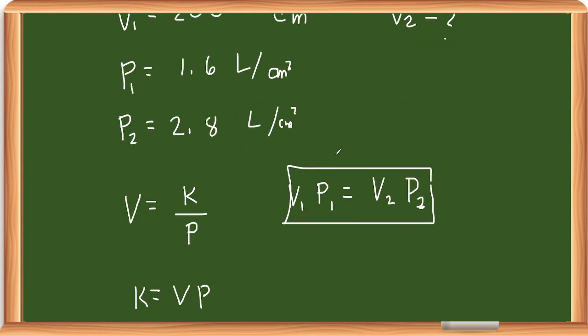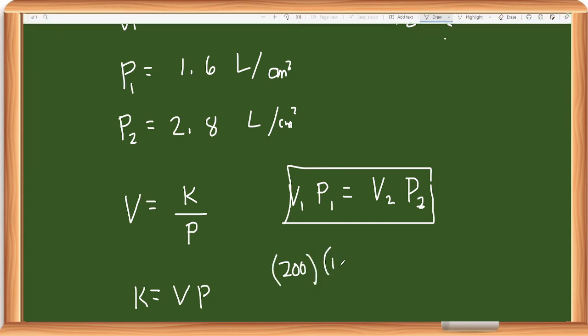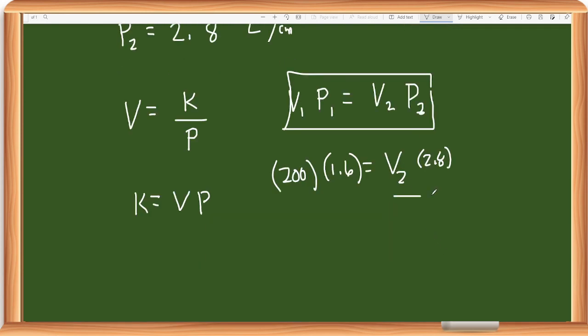V sub 1 is 200. So let's put 200 here. Yung pressure is, when the pressure is 1.6, it must be equal to yung V sub 2 na hinahanap natin times yung P sub 2, which is 2.8. Okay, so all you have to do is divide both sides by 2.8. Para cancel na natin to, no? Because 2.8 divided by 2.8 is equal to 1.